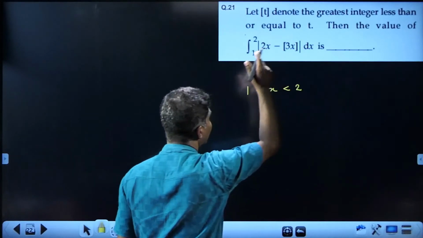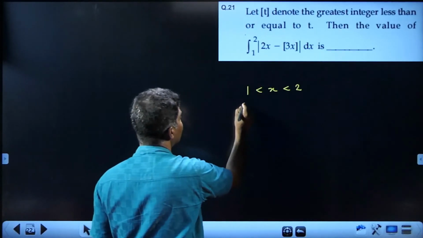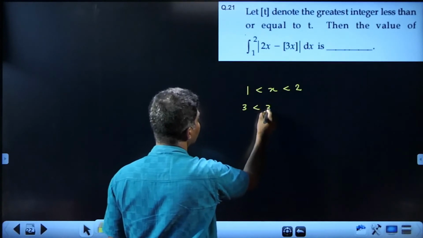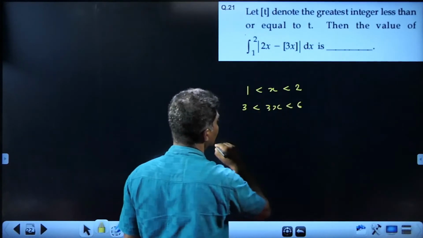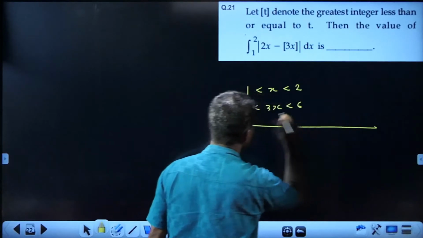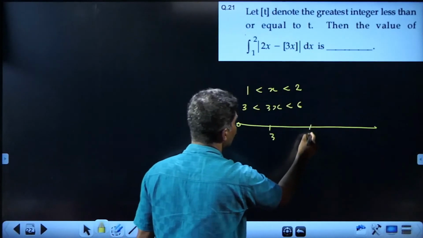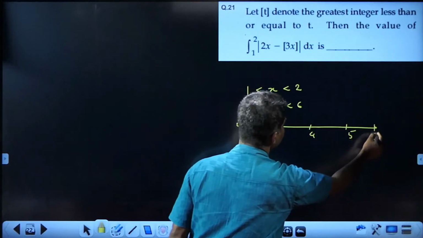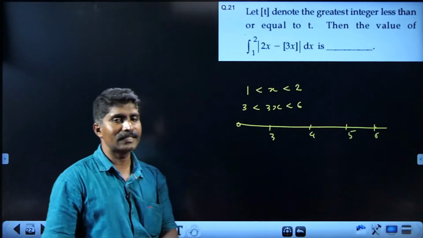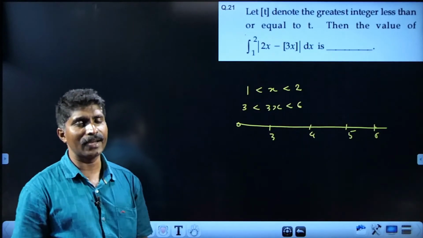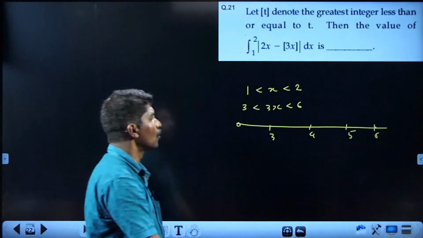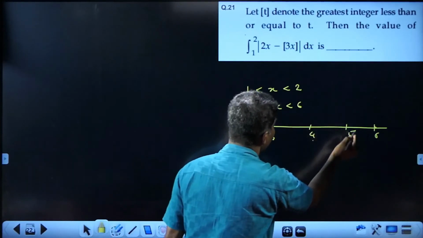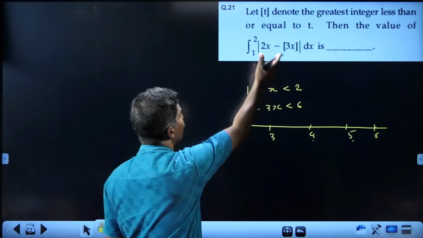But here it is not x, it is 3x. So, we will multiply by 3. So, 3 less than 3x less than 6. From 3 to 6, 3, 4, 5 and 6. You know that the box function changes its value at every integer. So, it changes at 4 and 5. So, what is the corresponding value of x here?